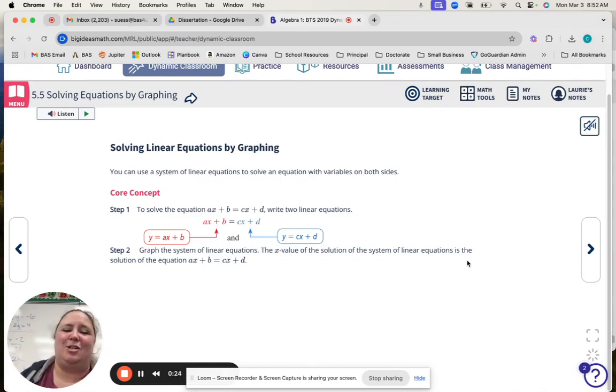All right. So solving linear equations by graphing. What form do you think we need to put our equations in? Y equals mx plus b. Slope-intercept form, y-intercept form. You've heard it a bunch of different ways. Y equals mx plus b. Must be.